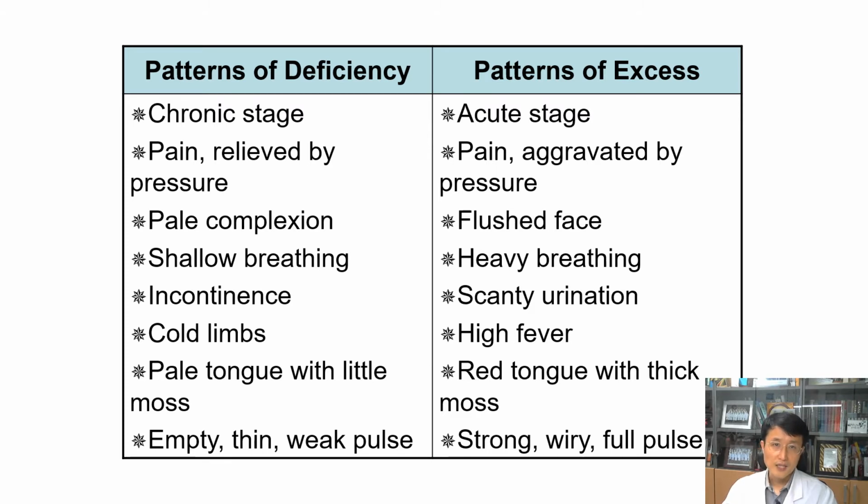On the contrary, excess syndrome implies that a pathogenic factor or imbalance of an inter-organ relationship causes overfunction or malfunction of specific organs. This is more common in the acute stage of illness. The excess pattern generally manifests pain which is aggravated by pressure, flushed face, heavy breathing, scanty urination, high fever, red tongue with thick coating, and strong, wiry, full pulse.